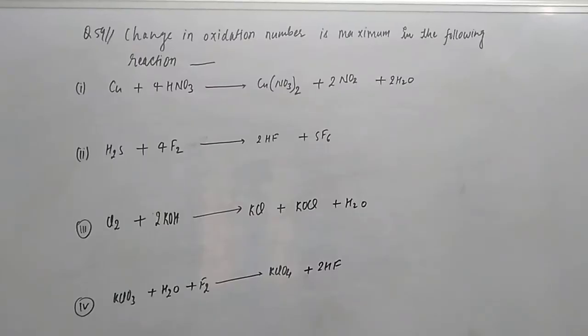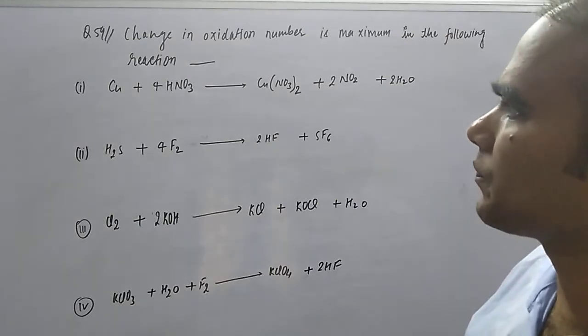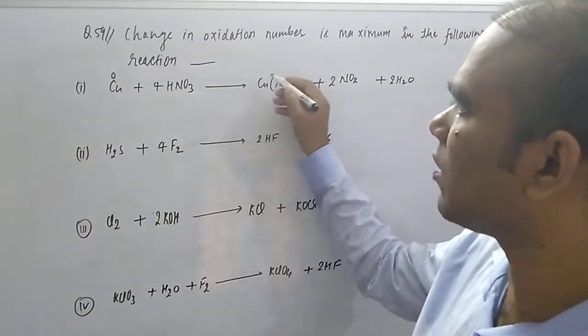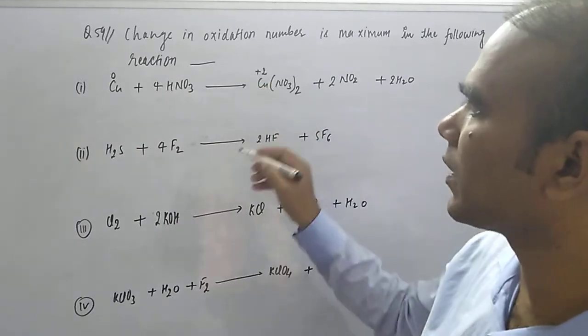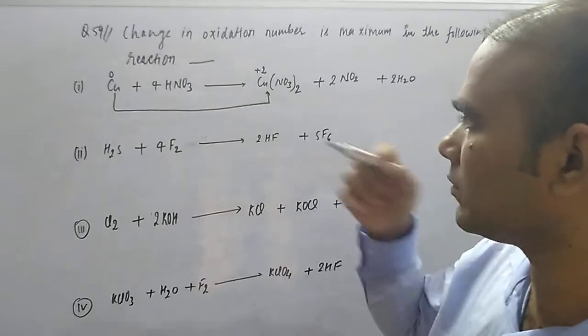Hello student, now let us see the problem number 59. Okay, they are saying that the change in oxidation number is maximum in the following reaction. Where is the change maximum in the following reaction? Okay, so let us see the copper, here is 0, here is how much, +2, okay. So 0 to 2, how much it is giving, that is +2, okay, change.